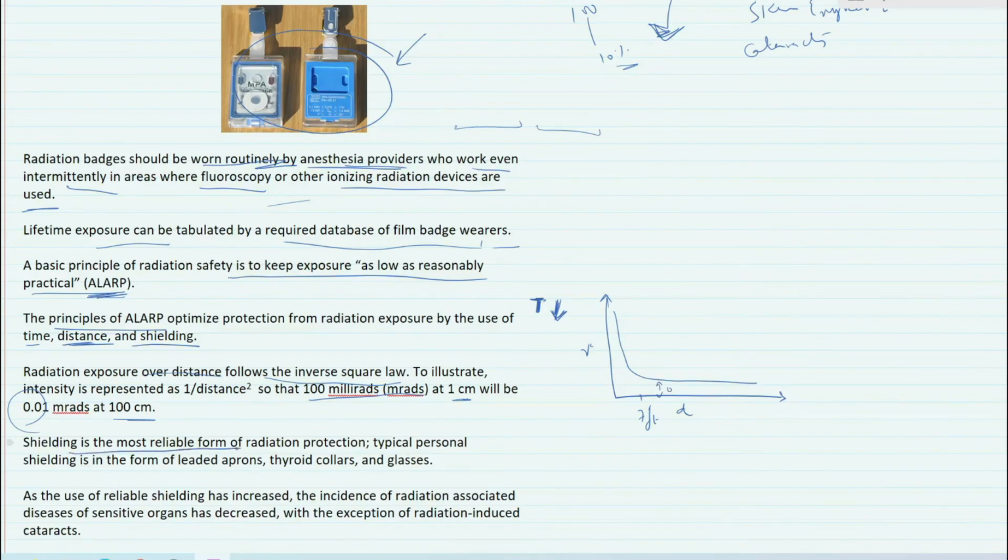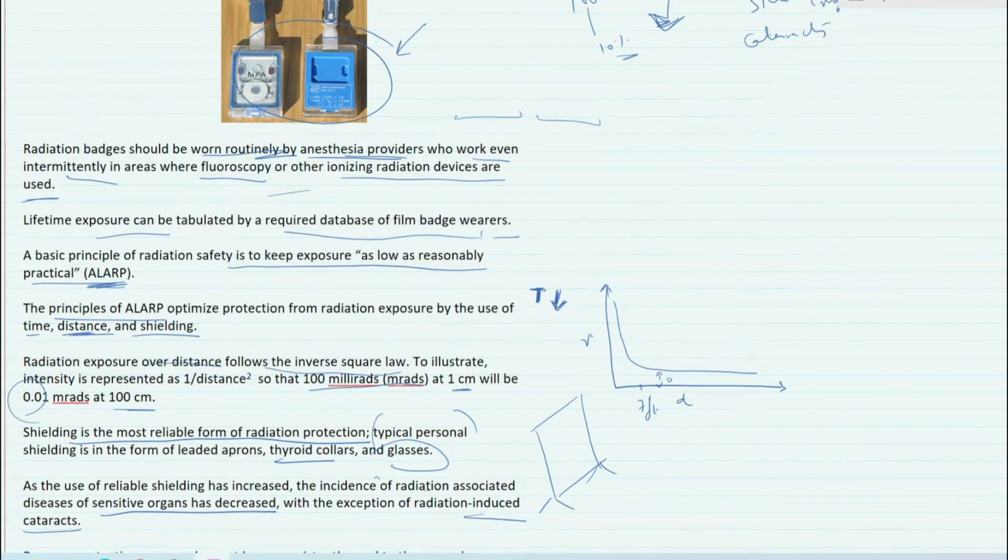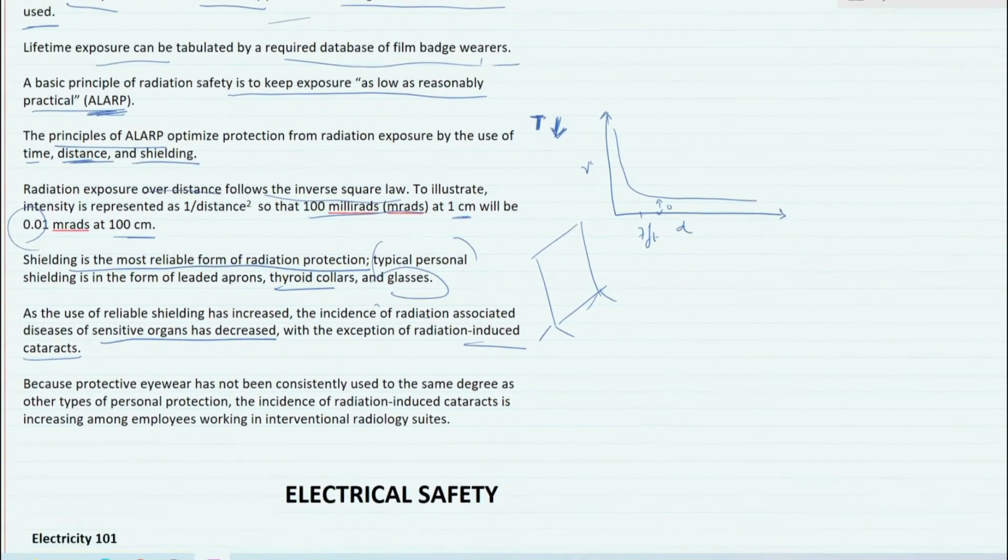Shielding is the most reliable form of radiation protection. We know that we have lead aprons in operation rooms, and we also have thyroid collars, and glasses which should be worn. There are also physical shields that exist in gastroenterology and radiology suites. As use of reliable shielding has increased, the incidence of radiation associated disease of sensitive organs has decreased. Now, this is universally true except for radiation induced cataracts. The reason is non compliance. This is what the textbook quotes.